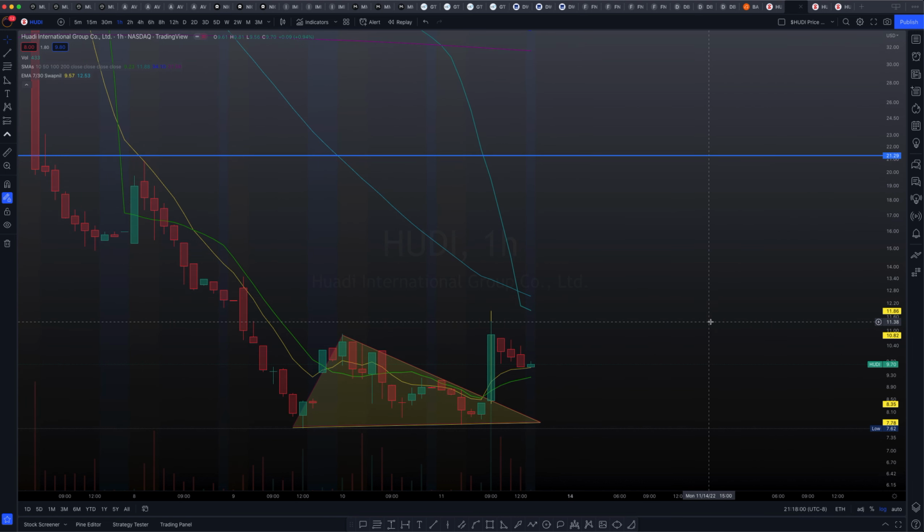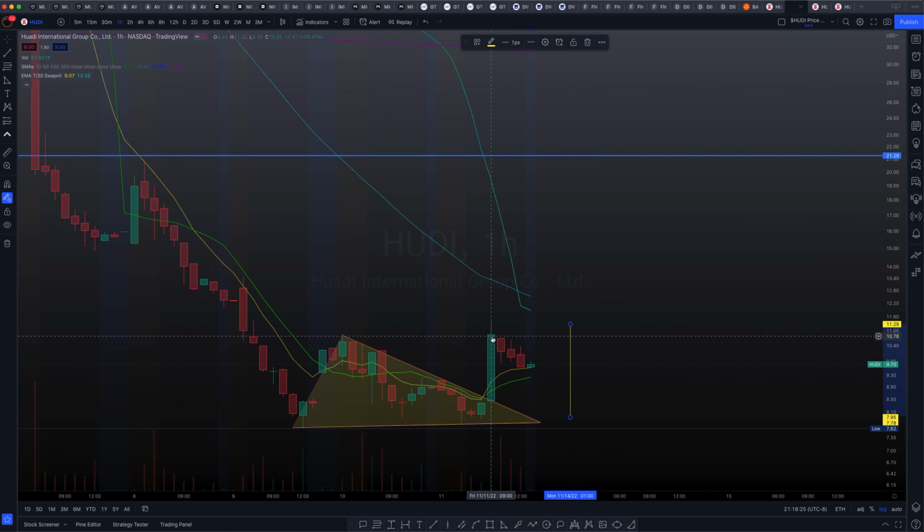Within this chart, you can notice that we broke out of a triangle right over here. It had a bullish setup. Now, in order to gain a price objective from the triangle, we actually take a trend line from the hypotenuse of the triangle to the lowest point of the triangle and apply it to the point of breakout. And you can see that it's giving us a target of about $11.87.